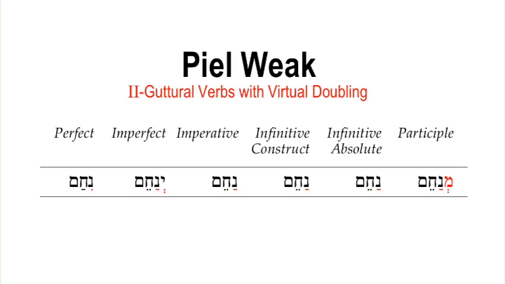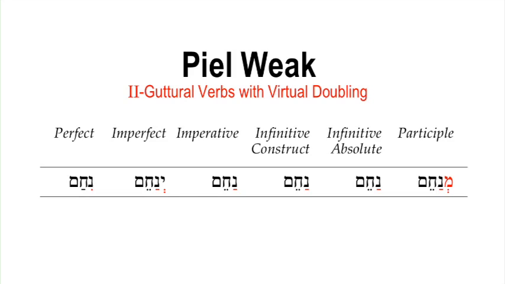Let's look at these forms together. In the first category on your screen, you're going to see II guttural verbs, and we're going to begin with virtual doubling or virtually no doubling. That is, in the six forms that you see on your screen here, you're going to see only 50% of the diagnostic features, or 66% of the diagnostic features that you're used to seeing. We'll begin with the perfect. Here you see the hireq under the first root letter, but the het in the second root position rejects the dagesh forte, and there's no lengthening of the hireq, so it's virtual doubling.